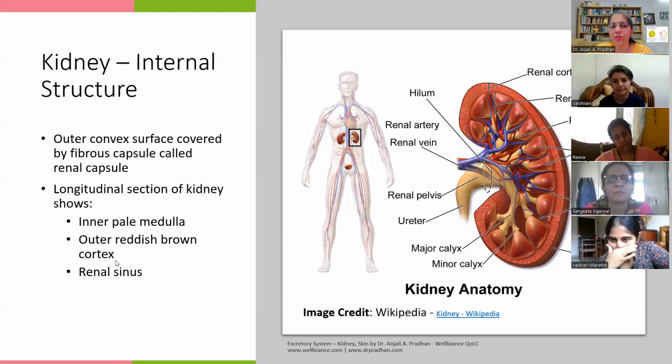So longitudinal section, LS of the kidney shows inner pale medulla. Okay, this is comparatively pale. Then outer reddish brown cortex. Why is this reddish brown? Because it is rich in blood supply. That is why the color of the kidney is reddish brown.